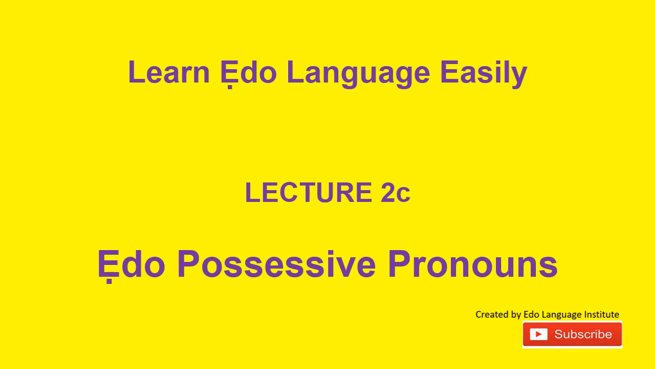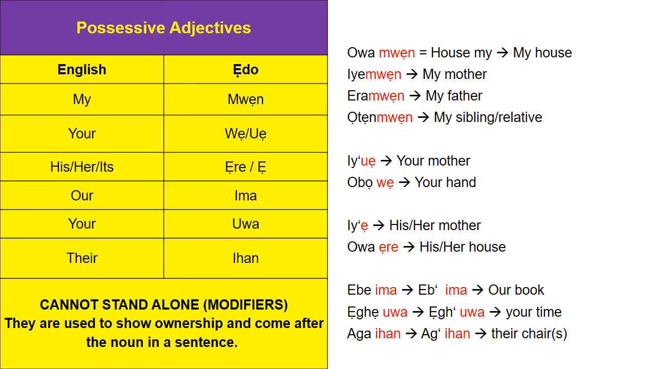The first type of possessive pronouns we'll be looking at are actually possessive adjectives, because they are modifiers. They are used to describe the noun and tell us who something belongs to, and they always come after the noun in a sentence. So for my, we have me; your, we have where or where; for his, her, or its, because we don't have a gender marking, it's a or e. And then for our, it's ima, your is uwa, and their is ia. Some examples are here on the right side.